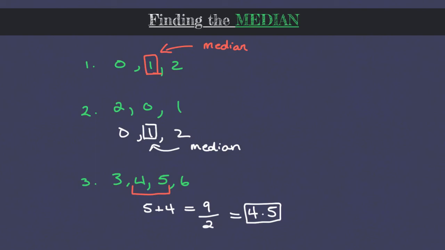Now notice that 4.5 is absolutely not a part of our data set, but it is the number that represents the midpoint of our data set. And that's pretty much what matters. What is the midpoint? What number separates our data into equal parts? And so that's it. That's how you would find the median of a set of numbers.